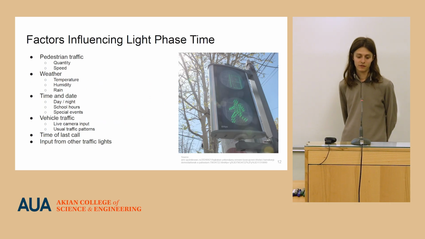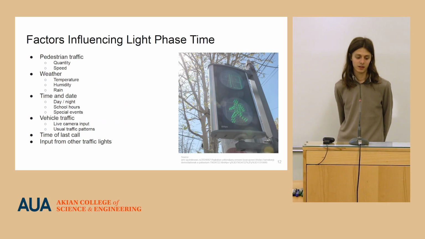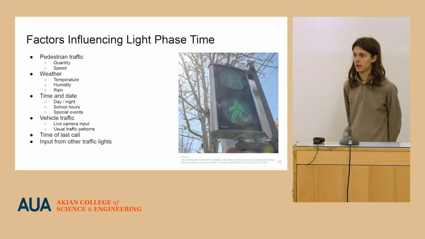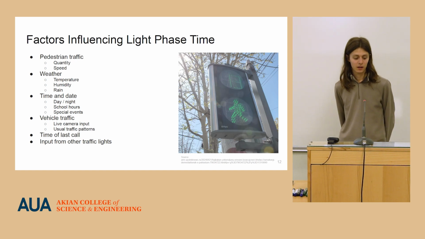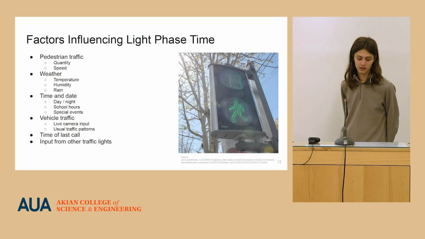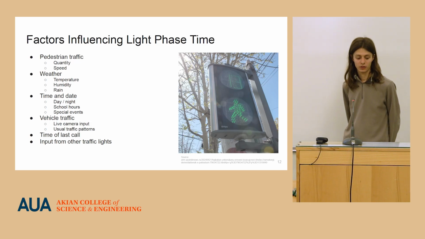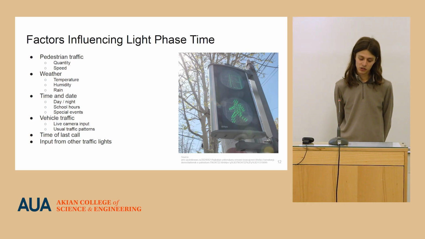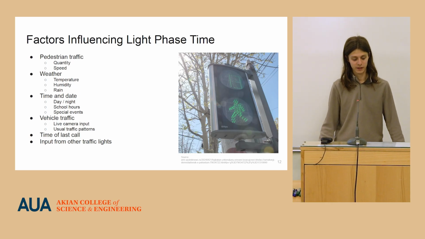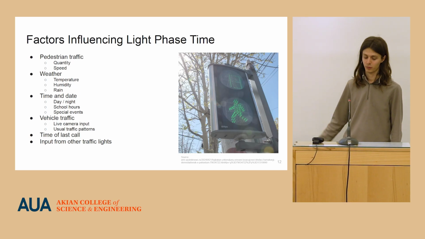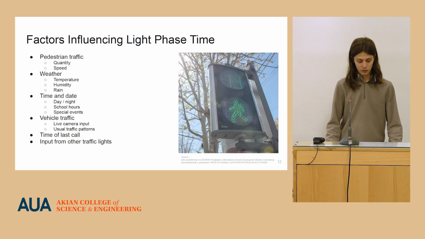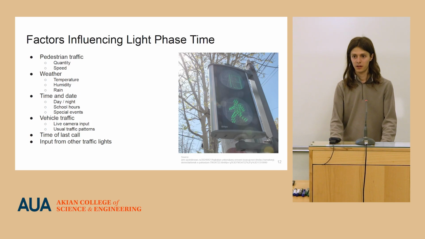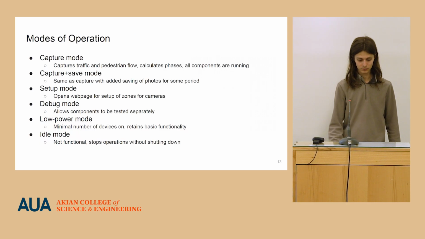So the factors influencing the phase time will be pedestrian traffic, more specifically quantity and speed, the weather, the temperature, humidity, and rain, time and date. So for example, if it's day or night, if it is school hours, if it is in front of a school, if there are any special events, and also it will be influenced, of course, by vehicle traffic, from live camera input, from usual traffic patterns, and it will be influenced by the previous phase and by input from other traffic lights.